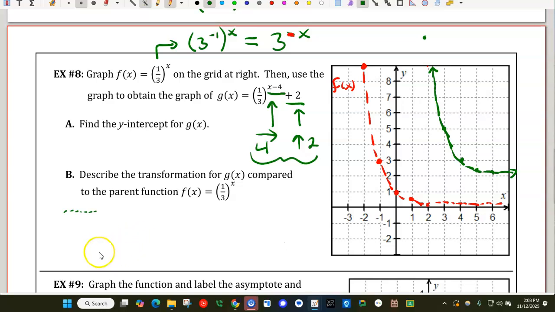I had someone ask me if it's okay to do this whole coordinate method. So this is called the mapping. You could say something like this: from f of x to g of x, here's the mapping for the coordinates, or something like that.